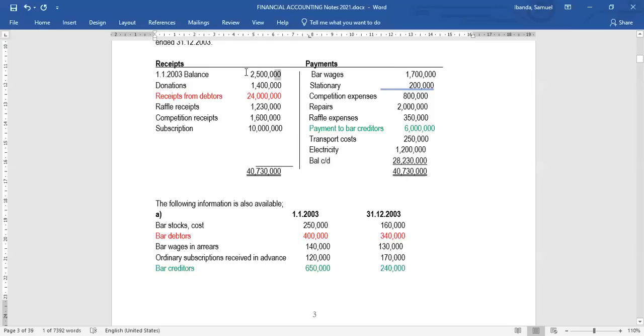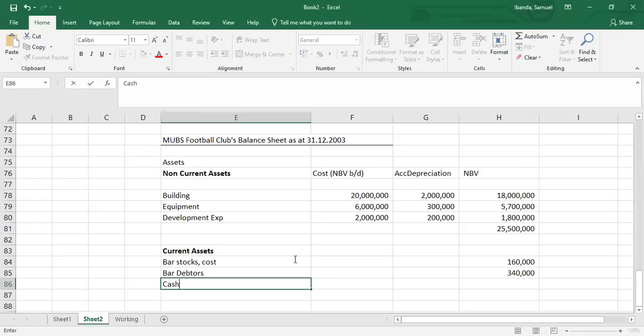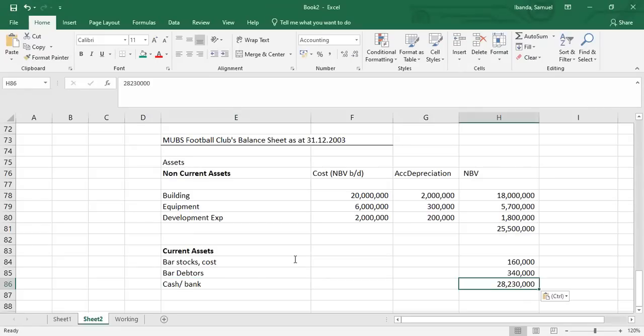So this balance carried down, as we remember when we were doing a statement of affairs, we took the 2.5 under our current assets. So even right here, I should take this 28 million and record it under my cash or bank, okay? Cash or bank, the 28230, okay? That, and remember, that is the importance of the receipts and payments. It basically also gives us the opening and the closing balance of our cash, okay? So that is what we have.